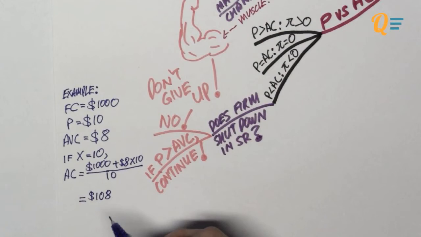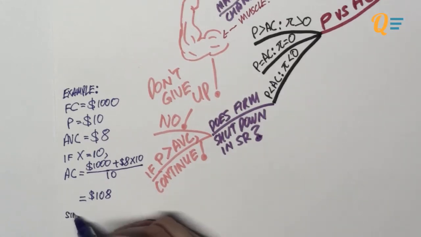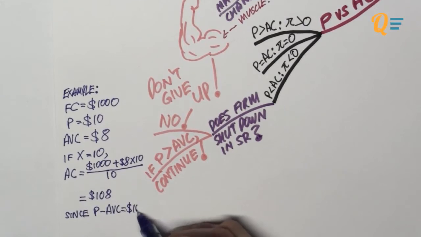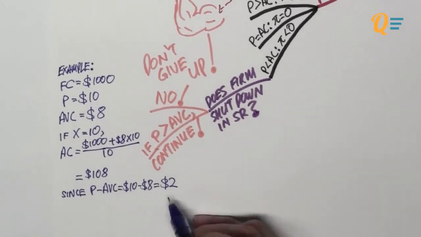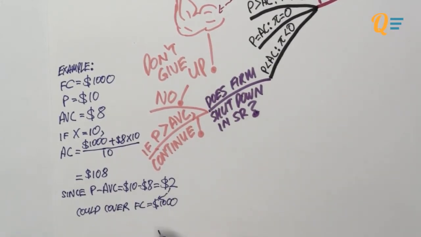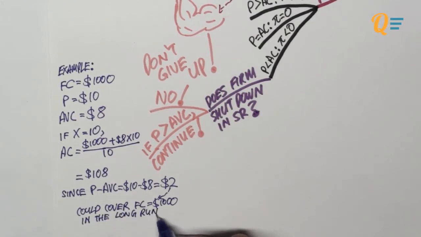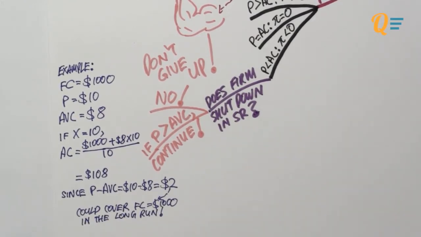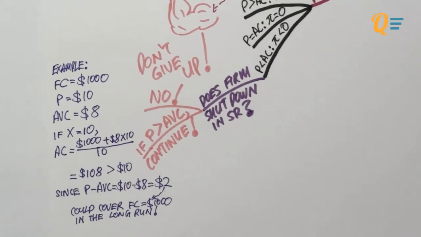The price is way lower than the average cost, but the firm shouldn't shut down as yet. Now look at this. Since the price minus the average variable cost is 10 minus 8, which is 2, this $2 could actually cover the firm's fixed cost of $1,000 in the long run, right? Because that $2 can slowly cover up the fixed cost of $1,000 as it produces more quantities of X. That is assuming that the fixed cost doesn't change, the firm doesn't incur any more capital expenditure. Okay, so as you can see, the average cost of $108 is more than 10, but it doesn't mean that the firm should shut down.